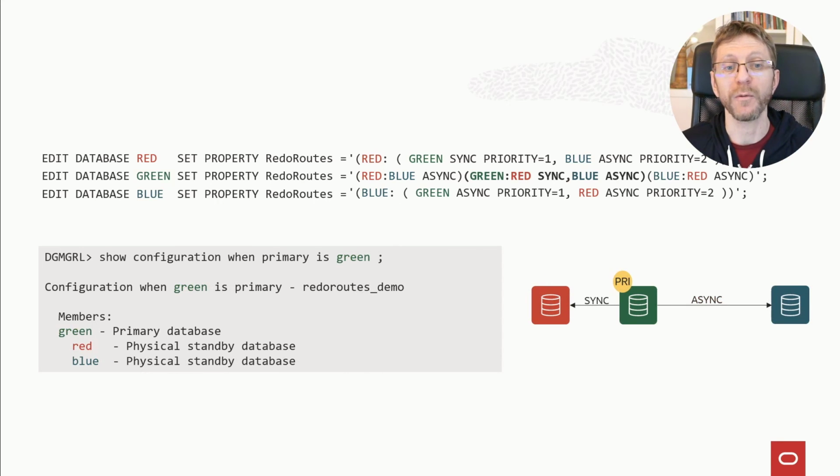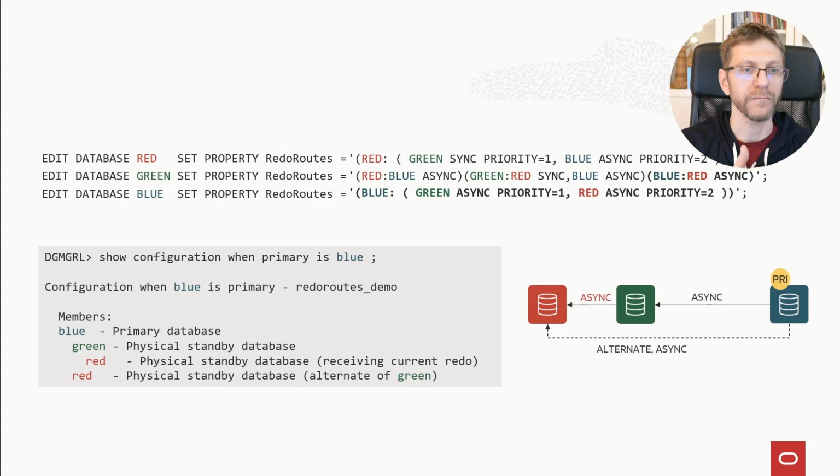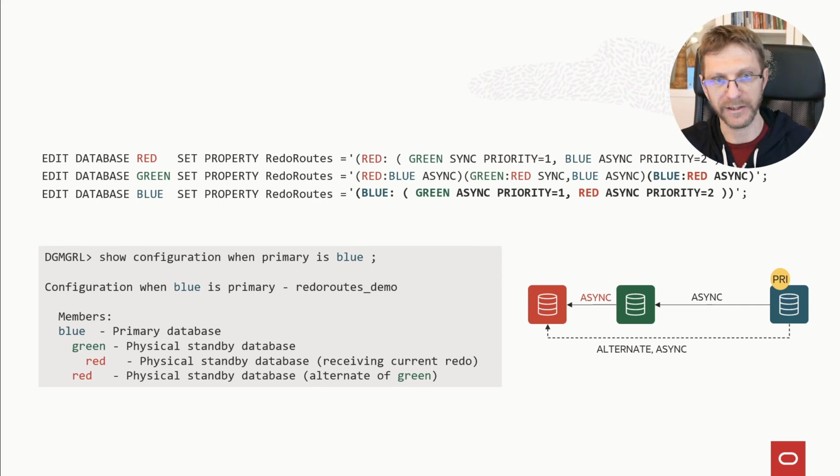Show configuration when primary is green. Again, I can see that configuration is correct because green sends directly to red and blue. And show configuration when primary is blue. Again, I can check. Blue will send to green, green will cascade to red, and if green is not available, blue will send directly to red. So my configuration is correct, and using this show configuration when primary is, I can check the redoRoutes if they work as I expect. I hope that was useful.